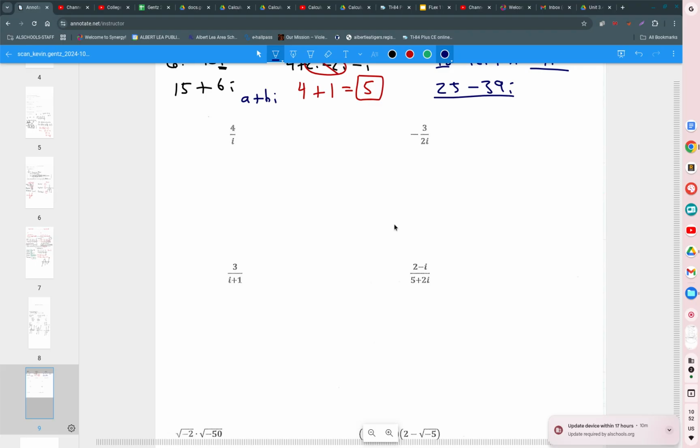Multiply the top and bottom by the... You are correct, not the reciprocal, but we simply just multiply top and bottom by i. Because i over i is 1. That will not change the value of the fraction. We get a 4i in the top, and i times i is negative 1. And so you get 4i over negative 1. That will change it from a positive 4i to a negative 4i. And that's your result.